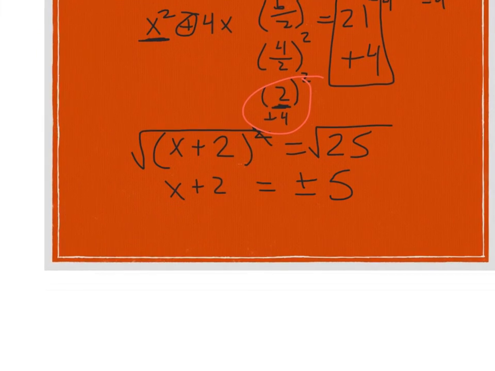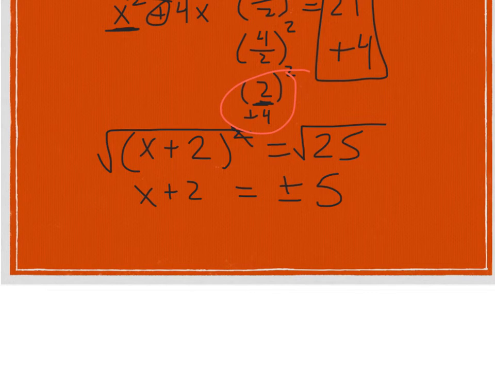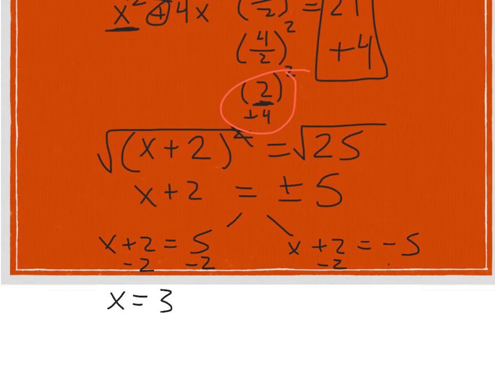Okay. So we're not done yet. So we have x plus 2 is equal to plus or minus 5. We're going to split this up into two equations. So we have x plus 2 is equal to a positive 5 and x plus 2 is equal to negative 5. So now we subtract 2 on both sides, so we get x is equal to 3. And again, in our second equation, we're going to subtract 2, so we get x is equal to negative 7. So this here is our answer.